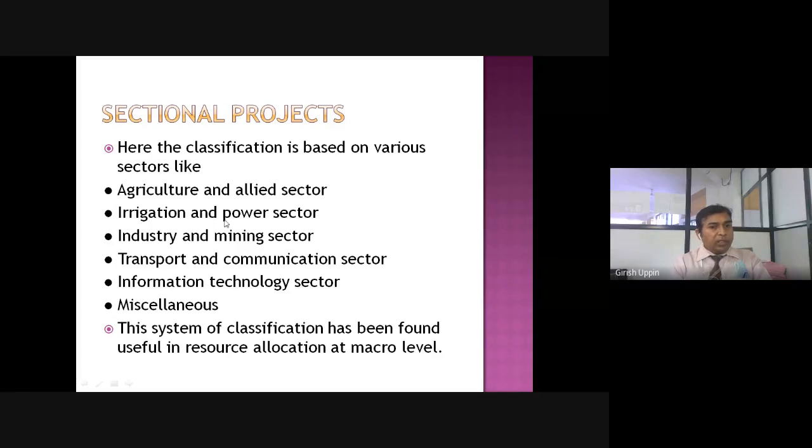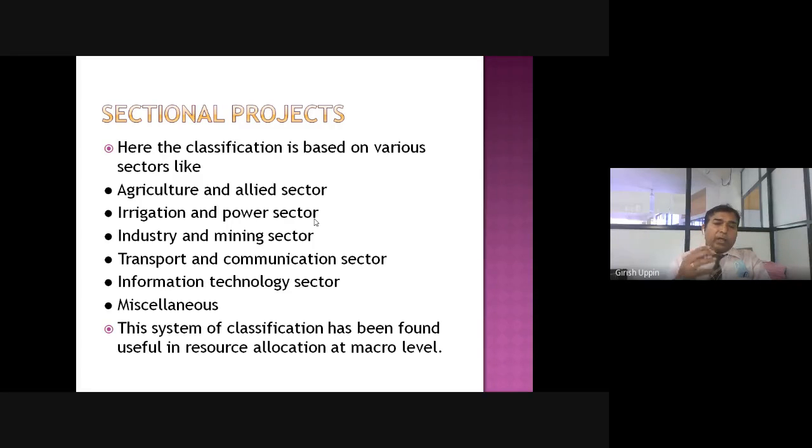Next one is the irrigation and power sector. Whatever is related to irrigation and whatever is related to power will fall in the irrigation and power sector. And this sectoral representation can be done at whatever level. If they want to segregate, they can segregate. So government will come up with different kinds of sectors. They will list out the sectors.